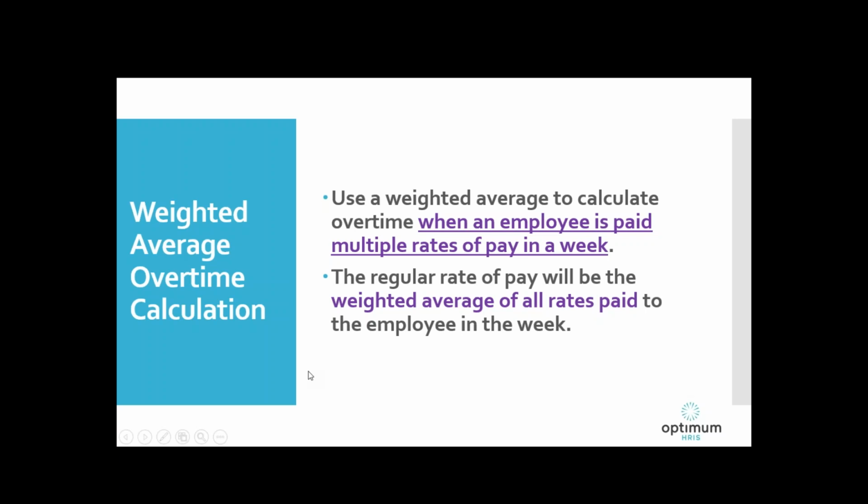And if you're an Optimum software user, this is where you would use the FLSA flags on your earnings codes and on your employee master file. Perhaps the employee worked several different job classes, each with a different pay scale, or perhaps they worked a couple of different shifts so that they earned different rates for the different shifts that they worked. The regular rate of pay will be the weighted average of all rates paid to the employee during the week.